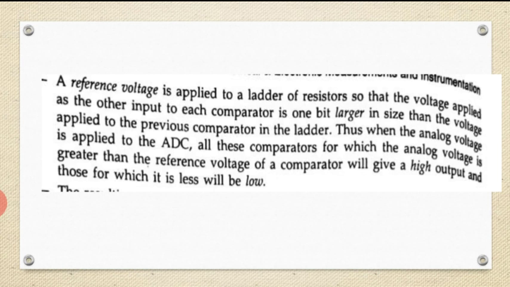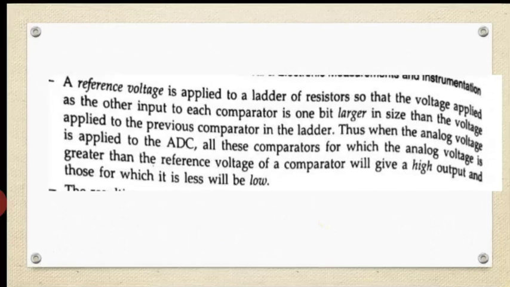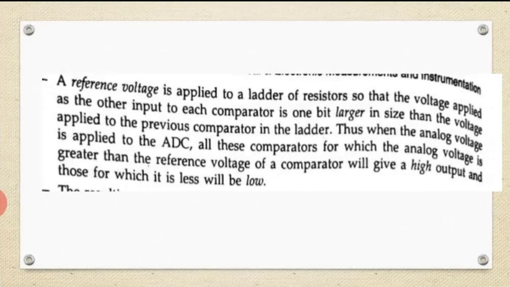The concluding sentence is: a reference voltage is applied to a ladder of resistors so that the voltage applied to each comparator is 1 bit larger than the voltage applied to the previous comparator in the ladder. Thus, when the analog voltage is applied to the ADC, all the comparators for which the analog voltage is greater than the reference voltage will give a high output, and those for which it is less will give a low voltage. This is the basic principle.